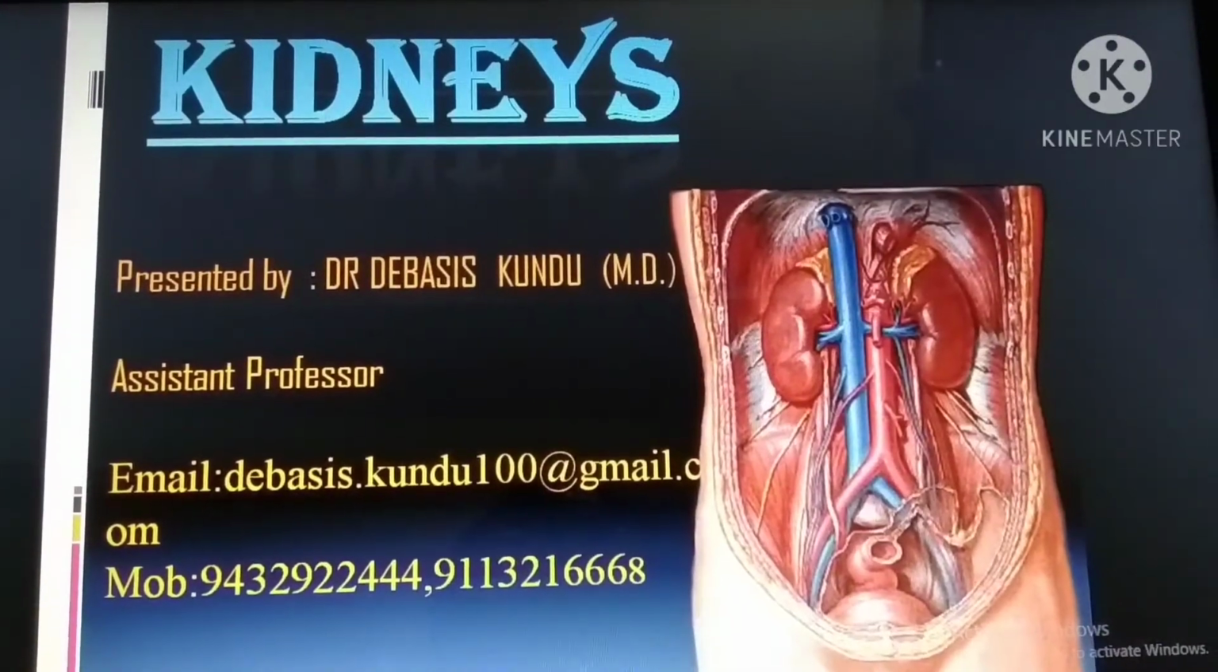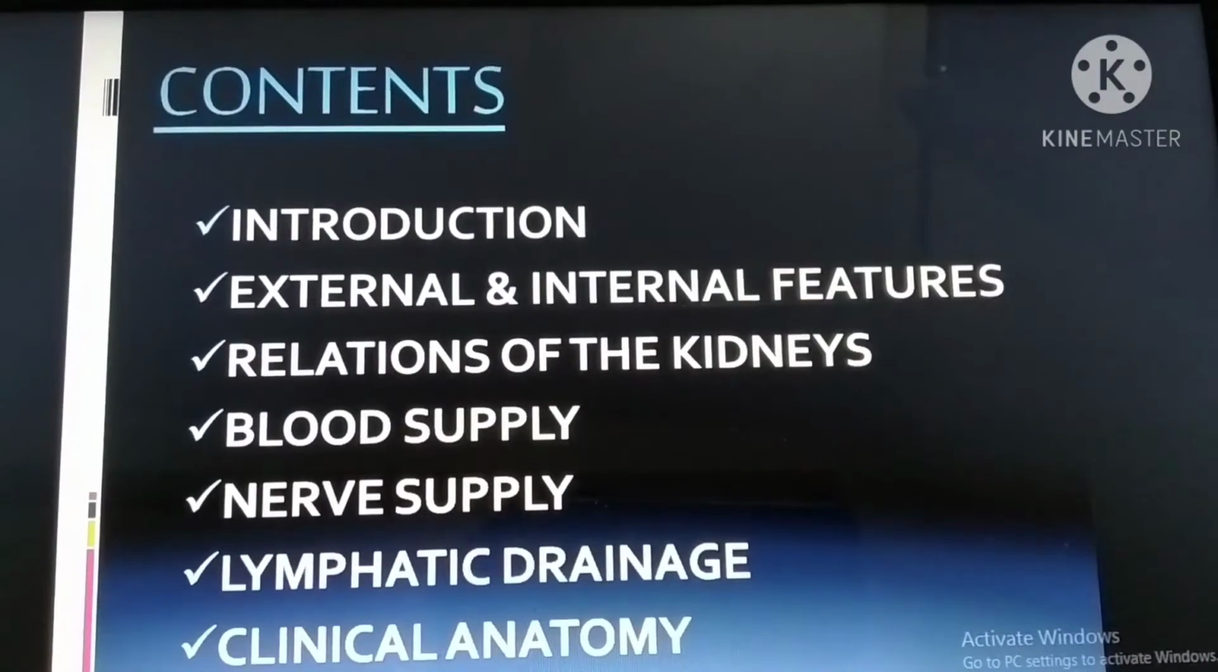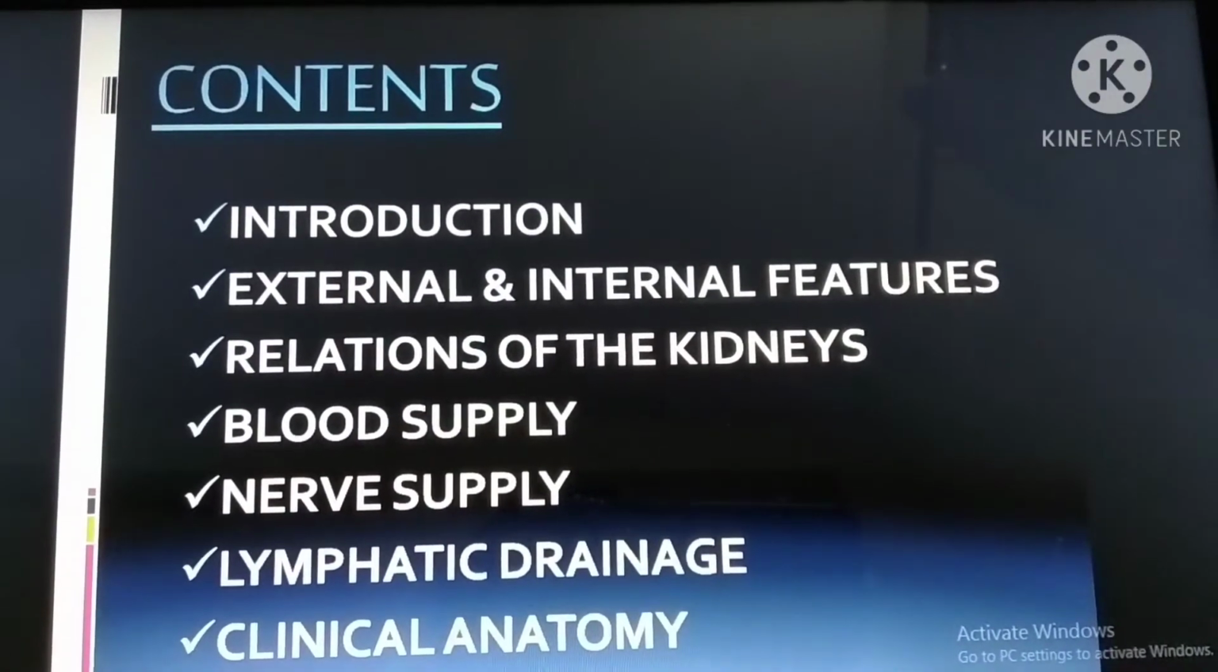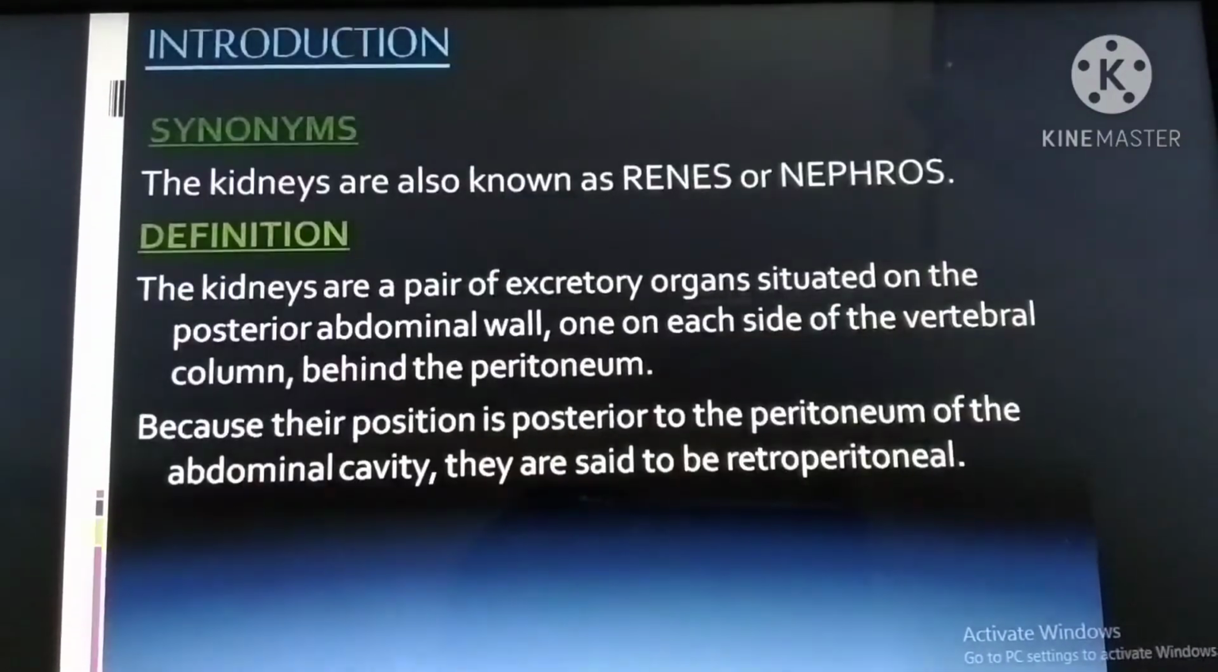Today I am talking about kidney. Content: introduction, external internal feature, relation, blood supply, nerve supply, lymphatic drainage, and clinical anatomy.